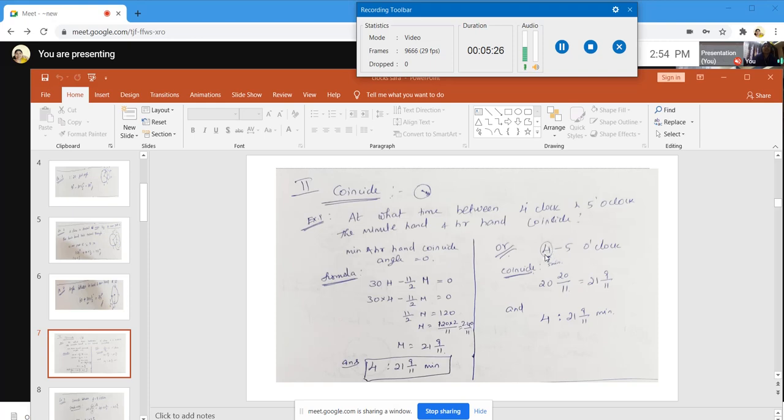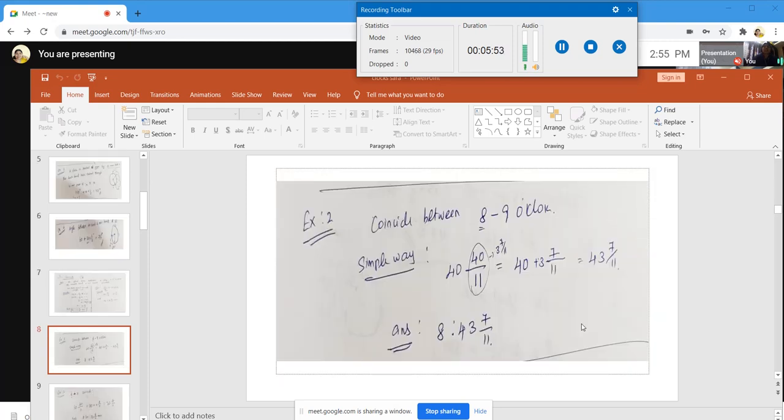So we are going to consider the minimum hour 4. So 4 into 5, okay. So 20 by 11 is the format. You can convert that into a mixed fraction. So the answer is 21 9 by 11. So how could we write the answer? At 4 o'clock, 21 9 by 11 minutes, the hour hand and minute hand coincide. Okay, is it clear? Likewise, we can see another problem, then you will be very clear with the concept.